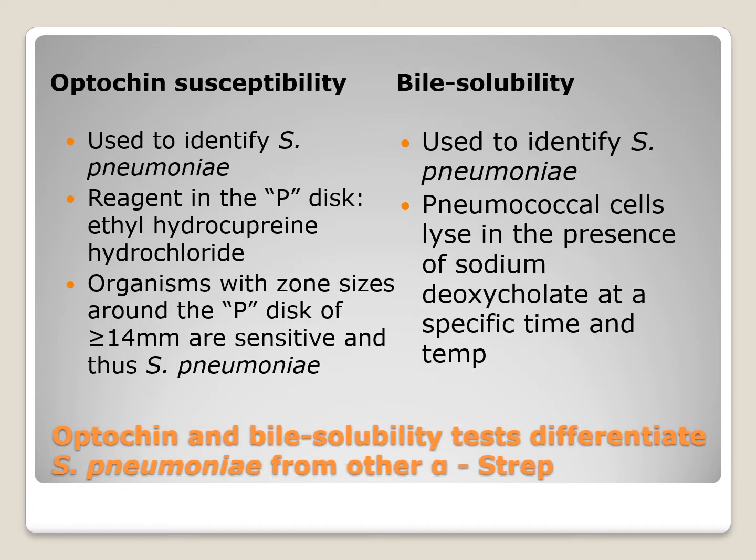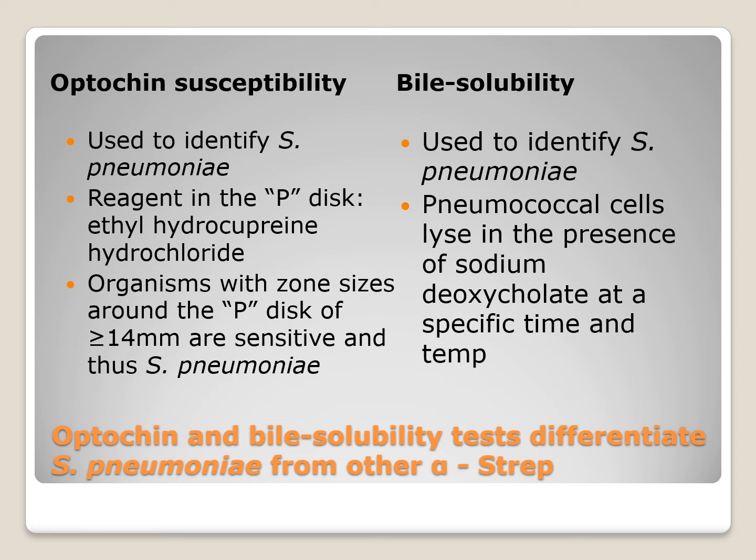The optochin susceptibility test and bile solubility test are usually used to determine if we have Streptococcus pneumoniae, which is a type of alpha hemolytic strep. The P disc is also known as the optochin disc, and the P stands for pneumococcus. That's kind of a nickname for Streptococcus pneumoniae. Streptococcus pneumoniae are sensitive to the P disc, and when you set up a P disc on a plate of Streptococcus pneumoniae, you're going to see a zone size of 14 millimeters or greater.